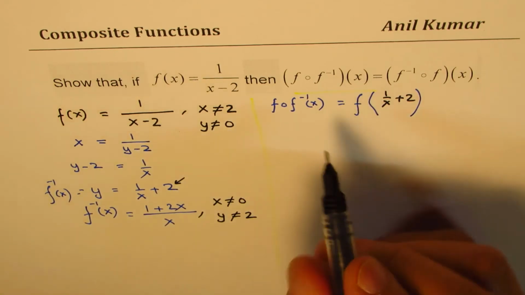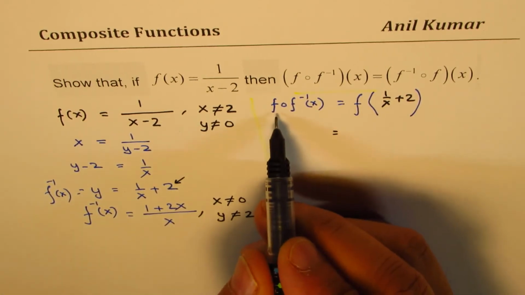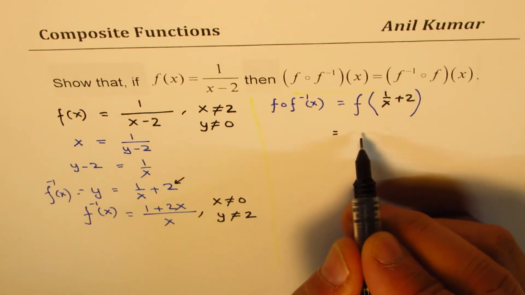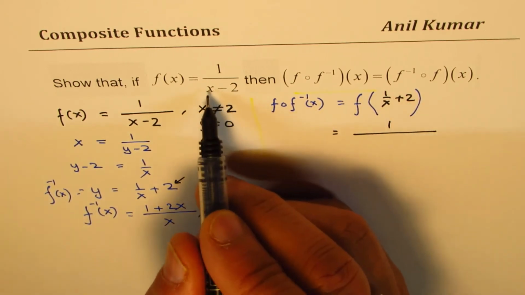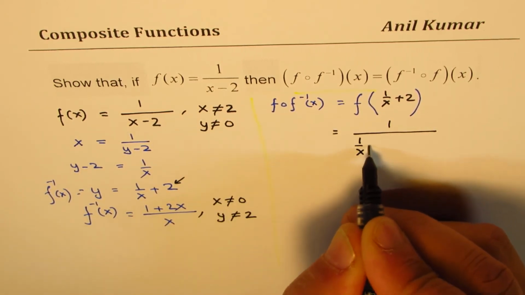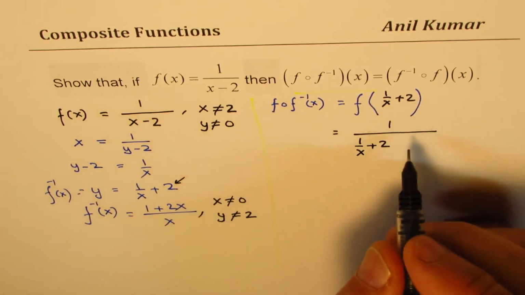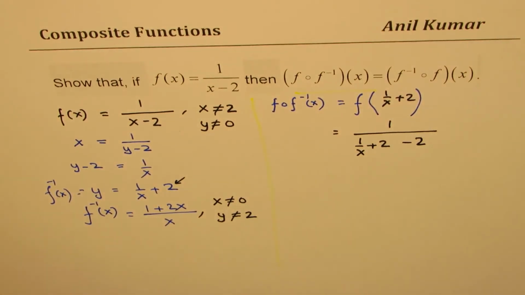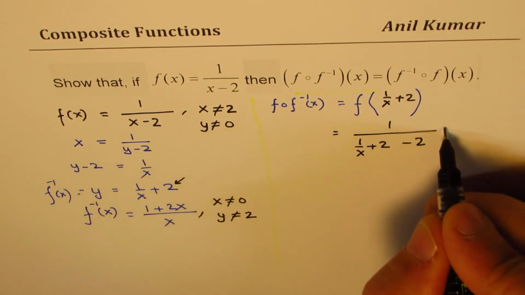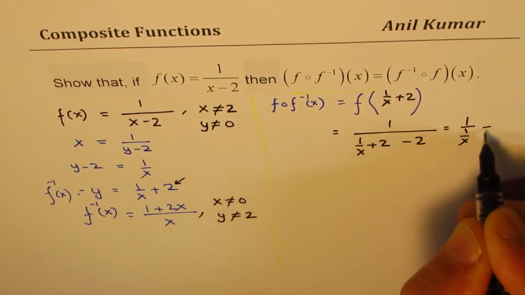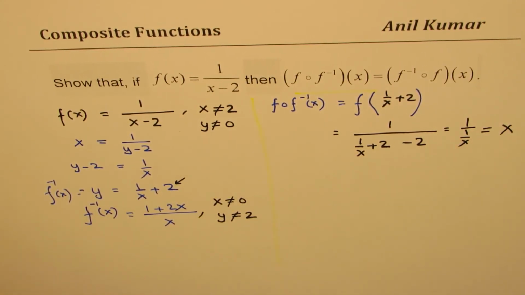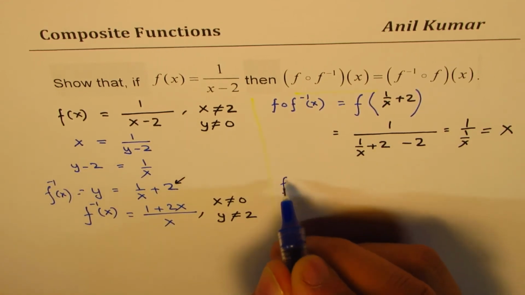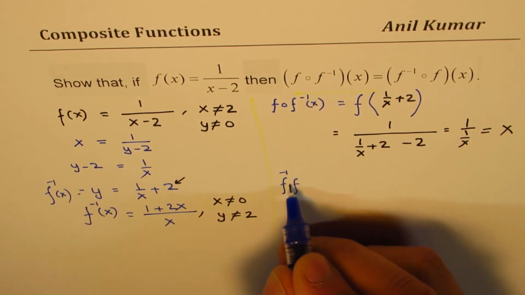Okay. So now we need to substitute this in this function. What we get here is 1 over, so instead of x, I have to write all this. Instead of x, I'm writing 1 over x plus 2, right? And I already have minus 2 there. Do you see that part? So plus 2 minus 2 is 0. So I get 1 over 1 over x, which is x. So I get this function as x. Okay. Now let's do the second part, which is f inverse of f of x.